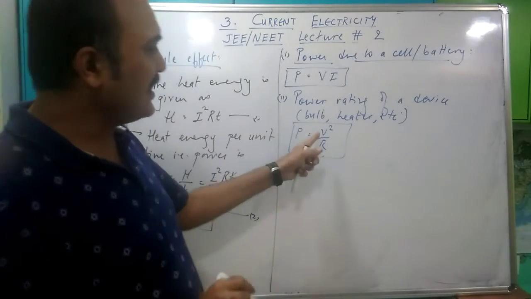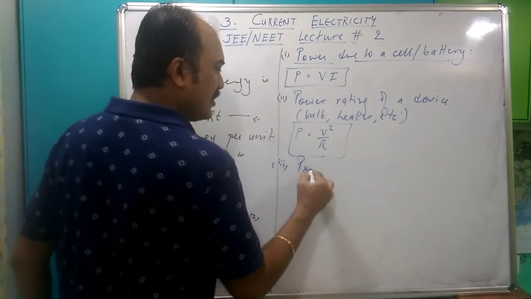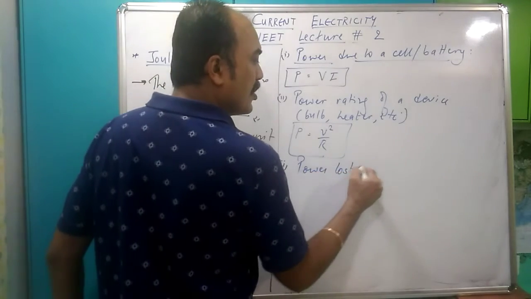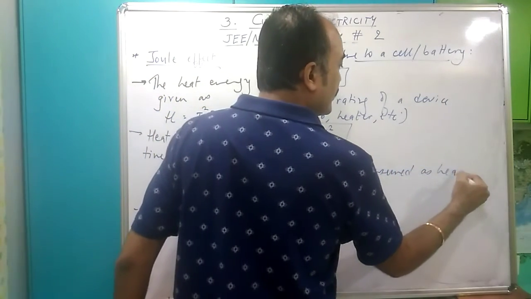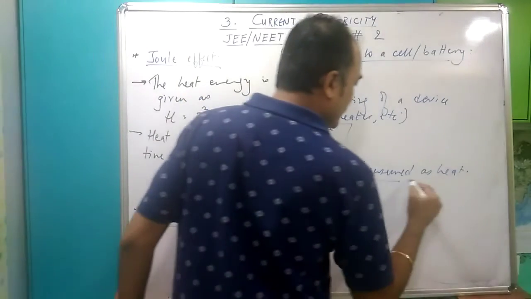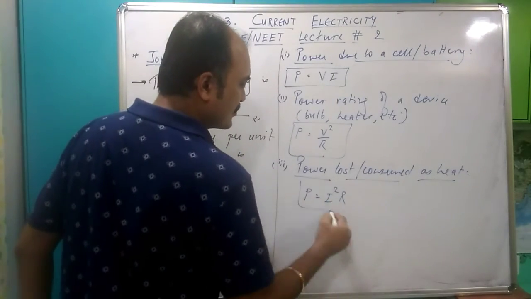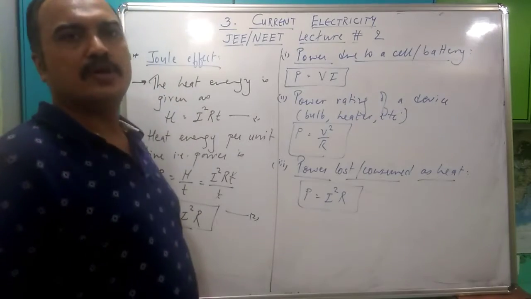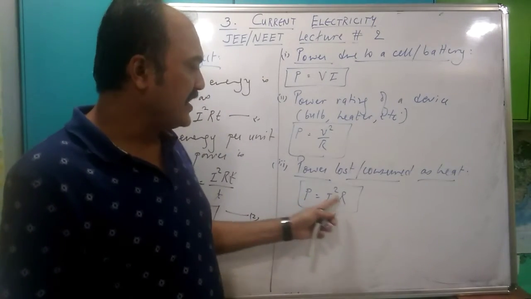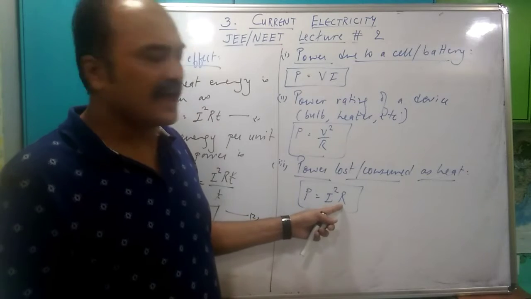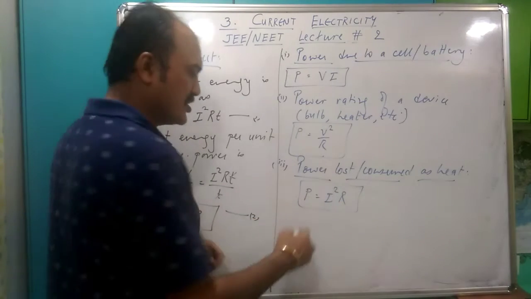That is what we call power rating. Here R is the resistance. And thirdly, the power lost, or you can also call it consumed as heat. Whenever they ask you power lost as heat, the best formula would be P is I square R. So whenever you want to find out how much power is lost as heat, it will be P equal to I square R. And you can see it happens due to resistance, and that is why it is also called ohmic loss.